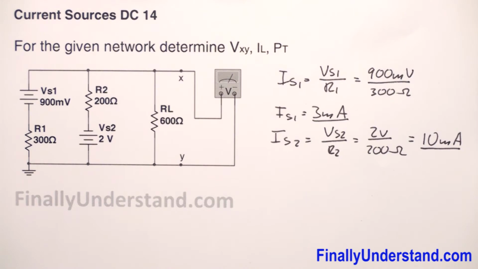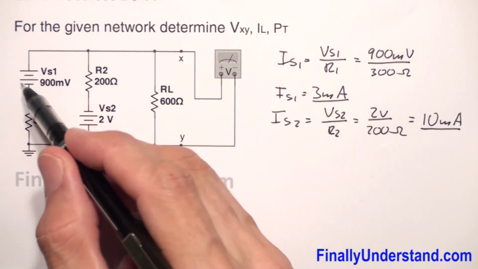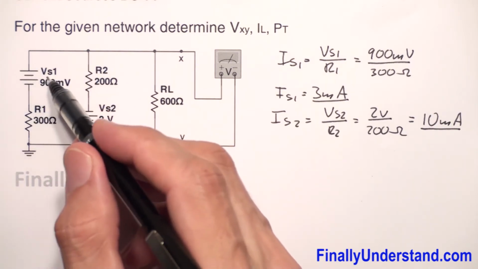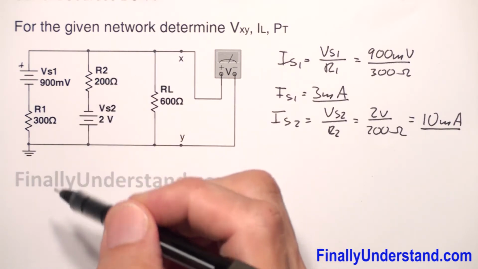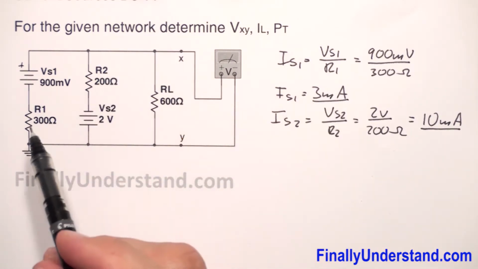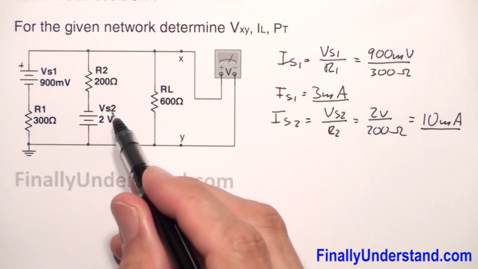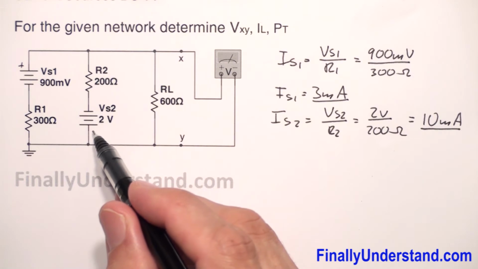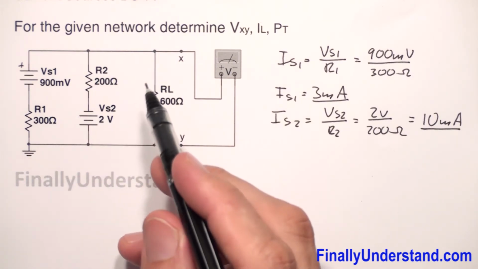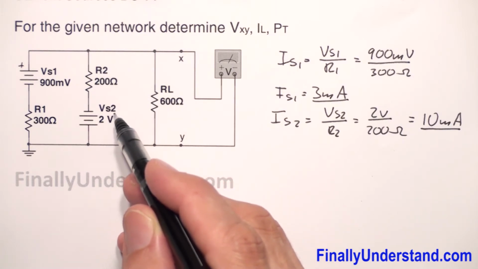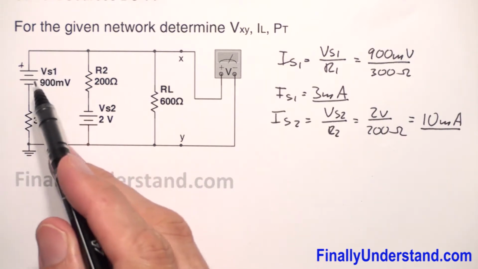Next, I have to redraw the circuit because my voltage source, okay, in this branch, my VS1 has the positive terminal at the top. So it means that my I source 1 will have the arrow pointing up. Because my voltage source 2 has the positive terminal pointing down, right? Going down to the ground. That's why my current source IS2 will point down. So let's draw it. Let's draw first current source.